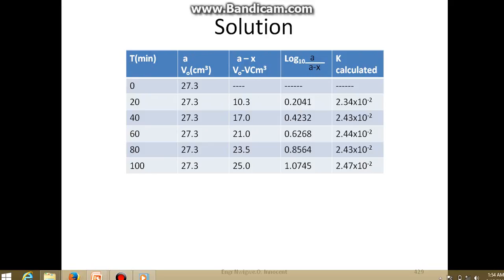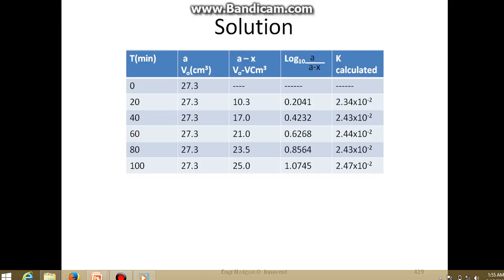We have that 27.3 minus 27.3 will give us 0. 27.3 minus 17 will give us 10.3. 27.3 minus 10.3 will give us 17. 27.3 minus 6.3 will give us 21. 27.3 minus 3.8 will give us 23.5. 27.3 minus 1.3 will give us 26.